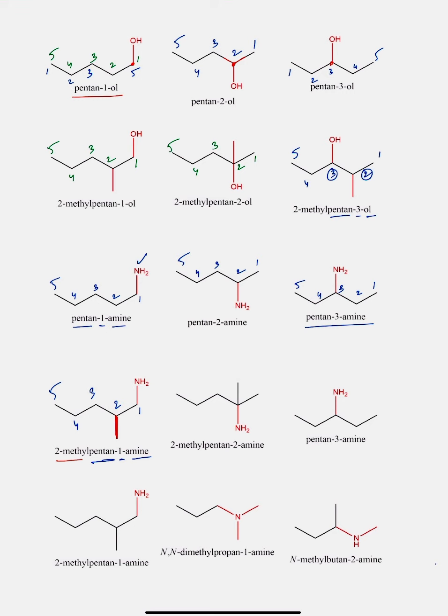Next, here again the numbering is like this. Let me write in blue, 1, 2, 3, 4, 5, the longest chain. Now there is a methyl group as well as the amine group attached to carbon 2, that's why the name is pentan-2-amine, and there is 2-methyl in front of the name. Whereas this you can number either from left or right. So it's pentan-3-amine. What about this? I number from here. So I get 2-methyl because there is a methyl group on carbon 2, and pentan-1-amine because the amine group is at carbon 1.